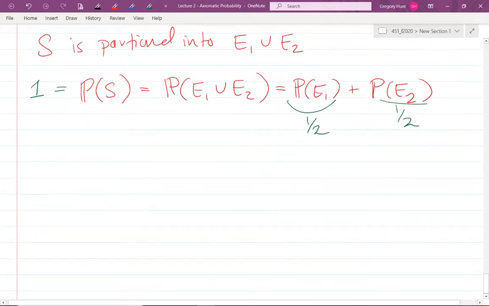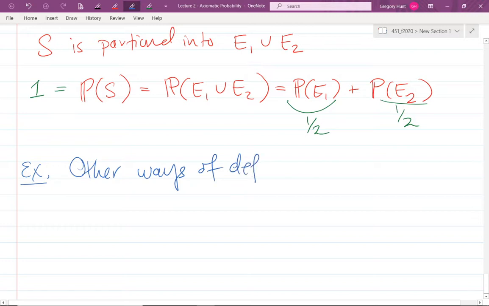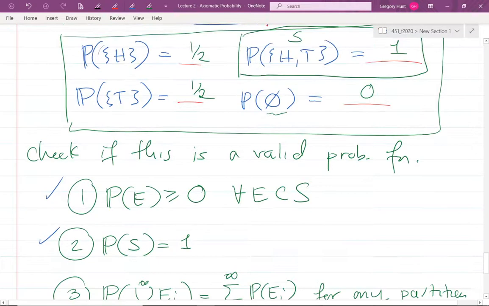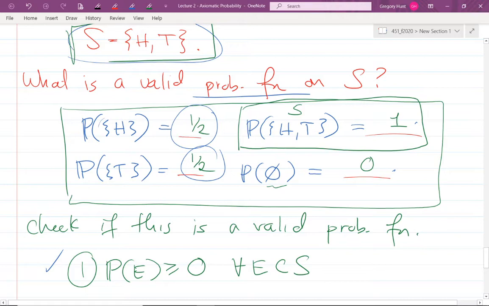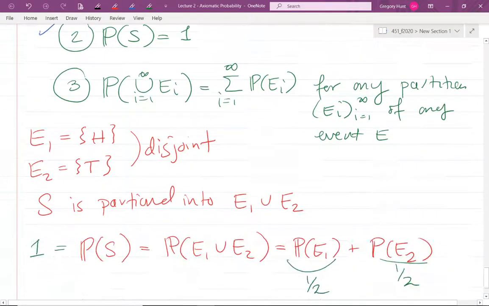Okay. Are there other ways of defining this probability function? I chose certain numbers. I chose a 1/2 here, I chose 1/2 here, I chose 0 here, I chose 1 there. But there's nothing in the Kolmogorov axioms that said I had to choose those numbers for this particular sample space. Are there other valid choices that would give me valid probability functions that satisfy Kolmogorov's axioms?